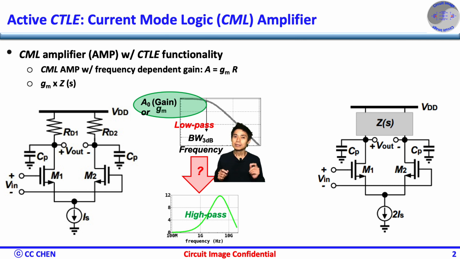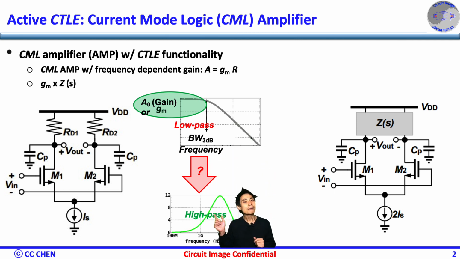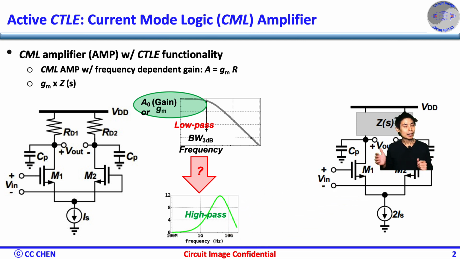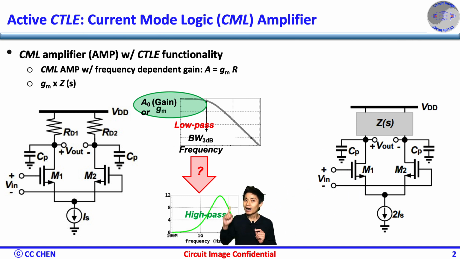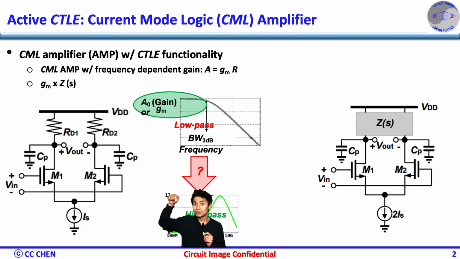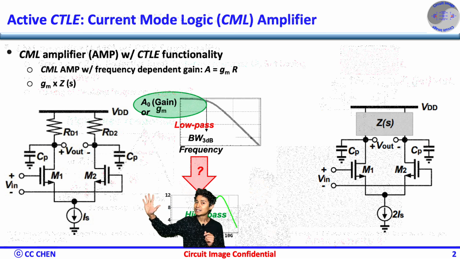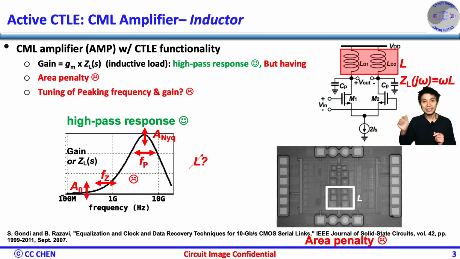How do we implement the frequency-dependent gain as a high-pass instead of a low-pass response? Since a frequency-dependent impedance will produce a frequency-dependent gain, we can simply apply a frequency-dependent load instead of the resistive load. Think about which passive component can provide a high impedance at a high frequency, but a low impedance at a low frequency, for 5 seconds. Bingo! The inductor provides a high impedance at a high frequency and a low impedance at a low frequency.